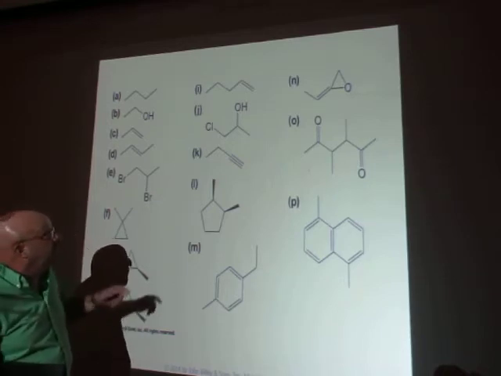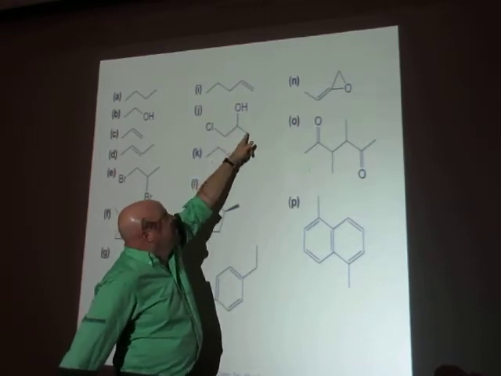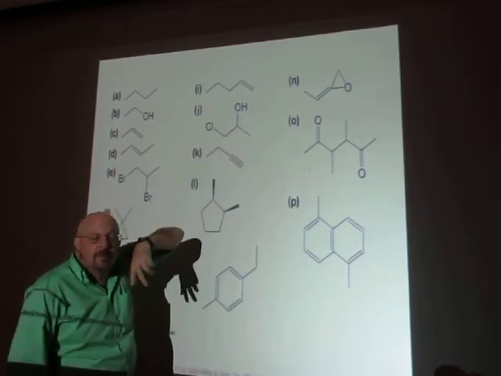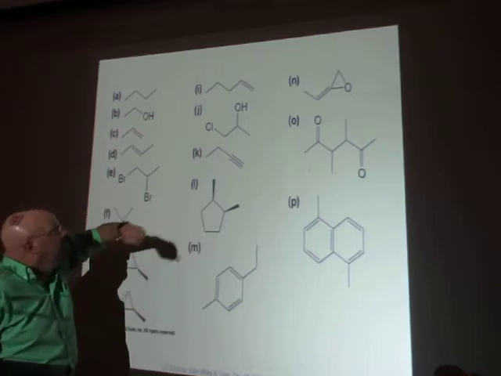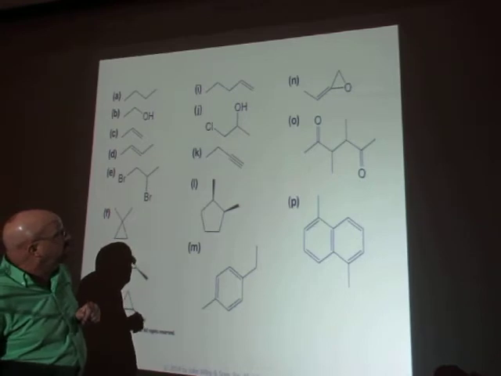J is very straightforward. CH2 gives a signal, CH gives a signal, CH3 gives a signal, and OH gives a signal. So you got four signals for that one. That was very easy. K is easy. You got 1, 2, 3. Three signals on K. Very straightforward.